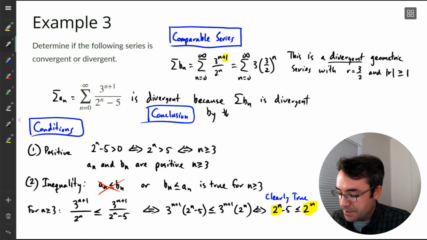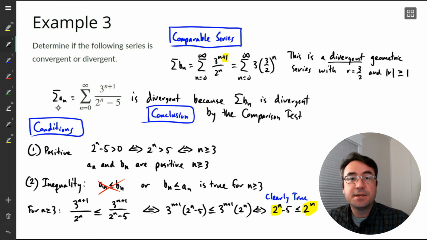And we use the comparison test. So the comparison test allows us to state that since sigma bn is divergent, our original series must be divergent as well, specifically because these two conditions are met. All of our terms are positive, and then the appropriate inequality was satisfied. So in this case, we had to show that bn was less than or equal to an. And the way we did that was, start with what you want. So start with what we want, and then simplify that down to a point where you get something that's clearly true.